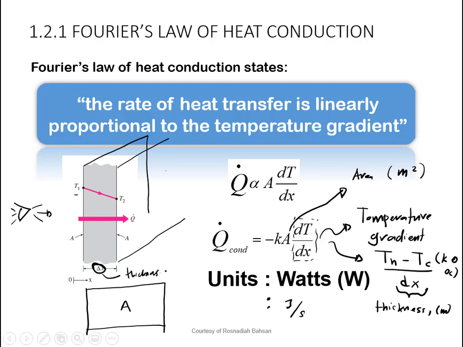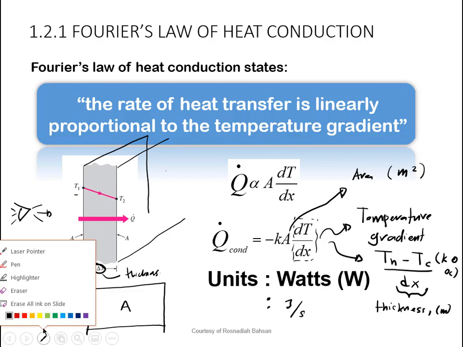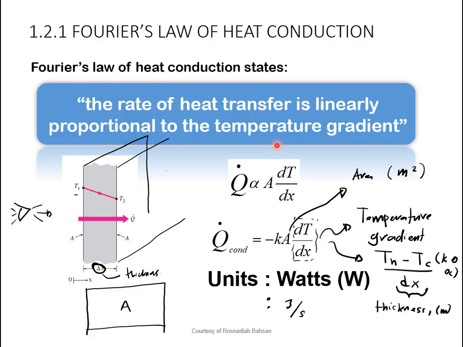Based on Fourier's law of heat conduction, the rate of heat transfer is linearly proportional to the temperature gradient, dT over dx. If you want to increase the heat transfer, you can increase the temperature. Increasing the temperature means that the Q dot also increases.